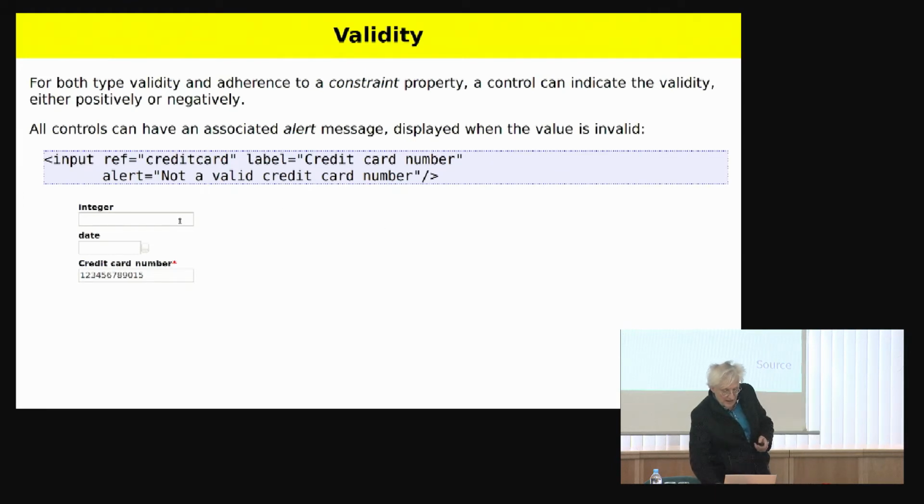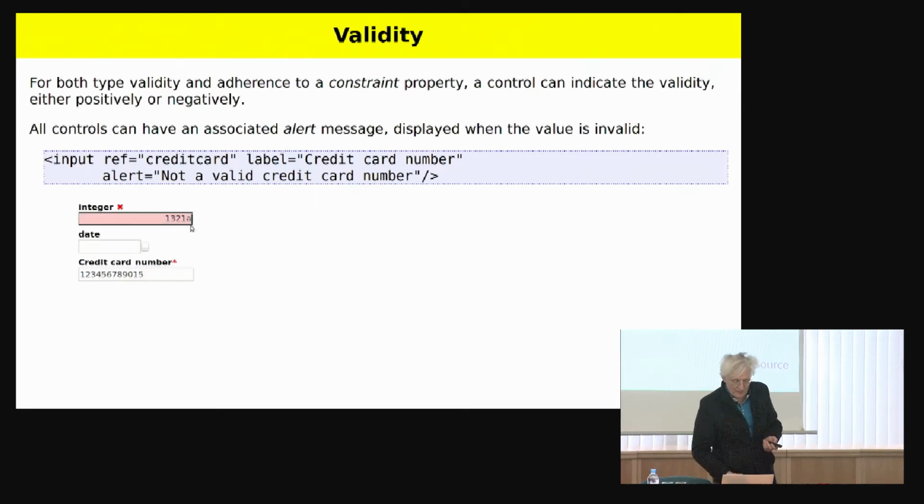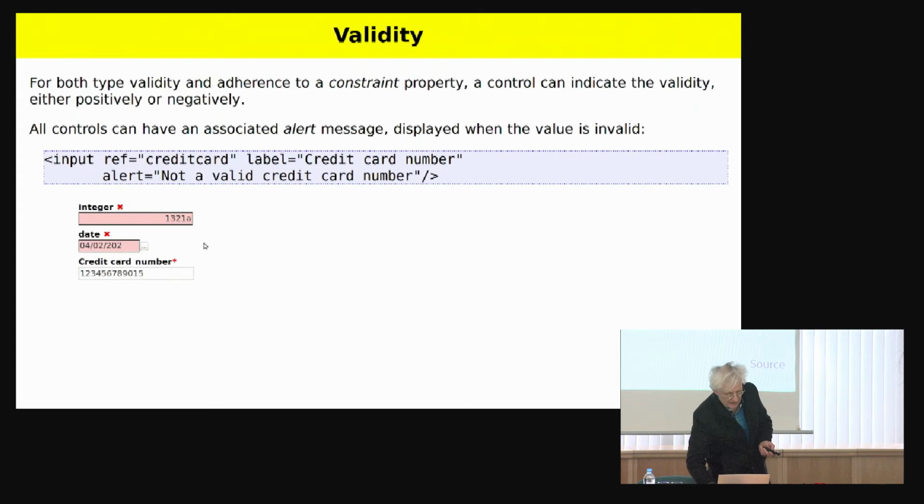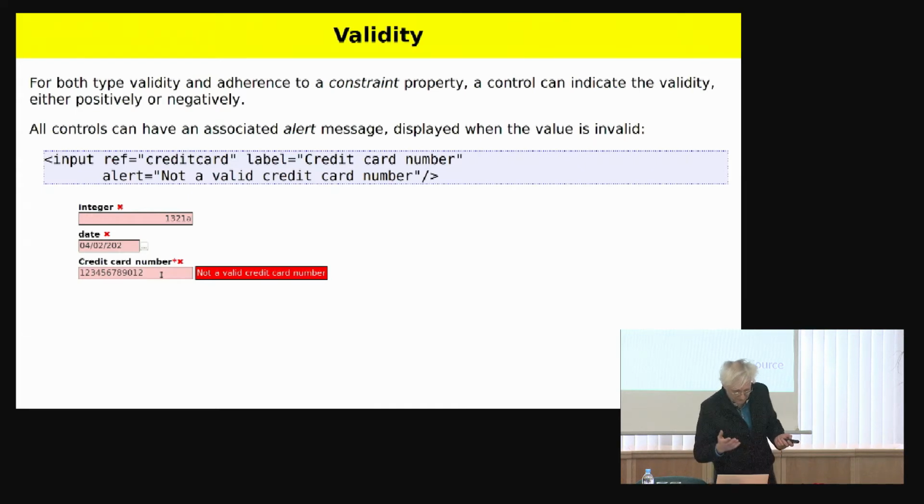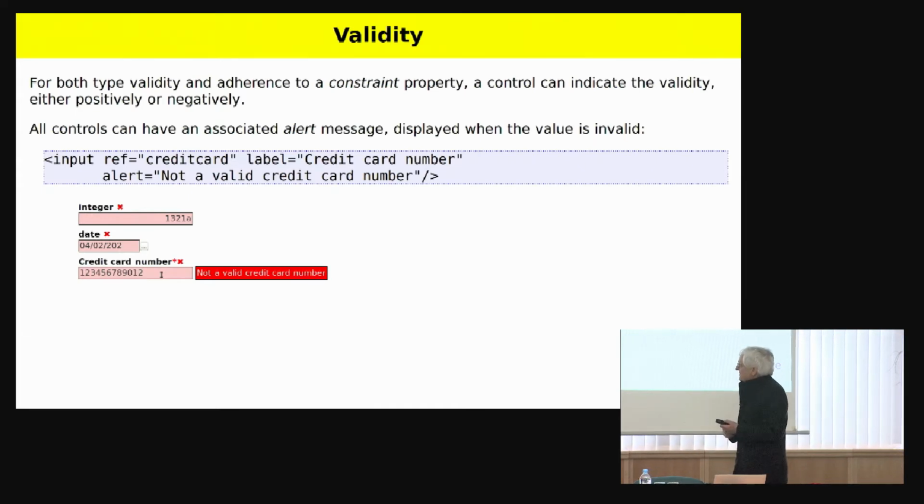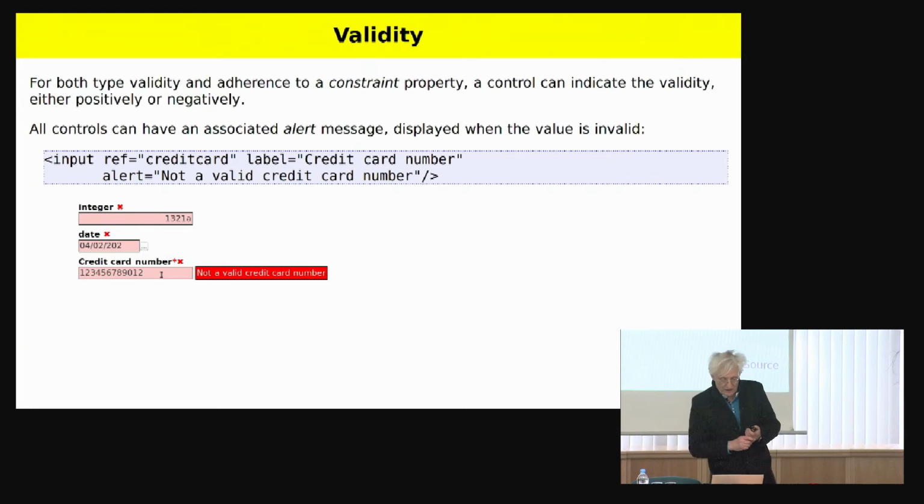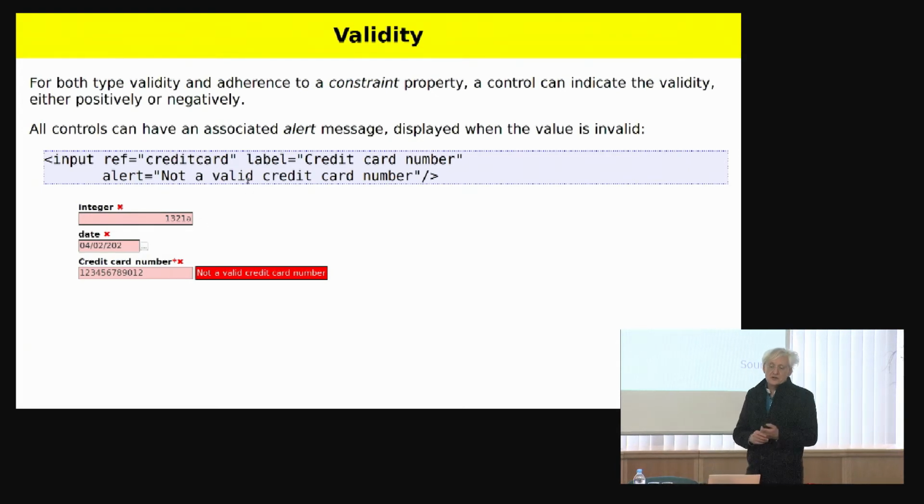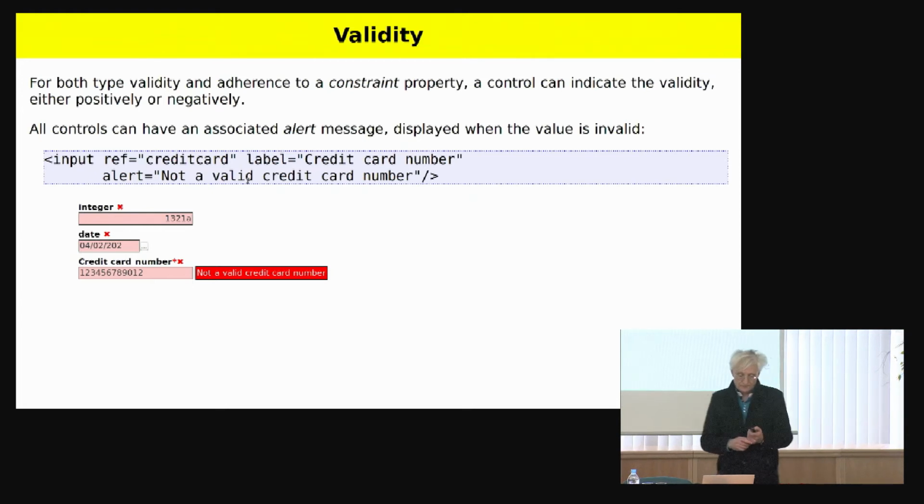So for instance, well, you've already seen that with numbers. So that's a type problem. I think I also did it with a date. So I select a date and then change that. And a credit card, well, I happen to know that this is a correct credit card number, but if I change that to a 2, then it says this is not a valid credit card number, and that's because it's used the alert information within the control.